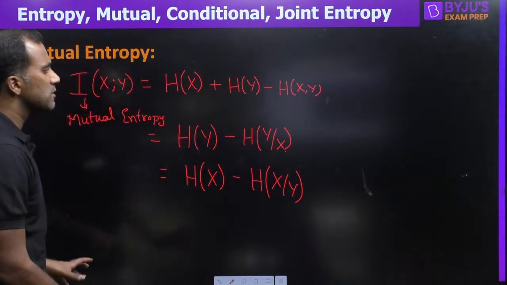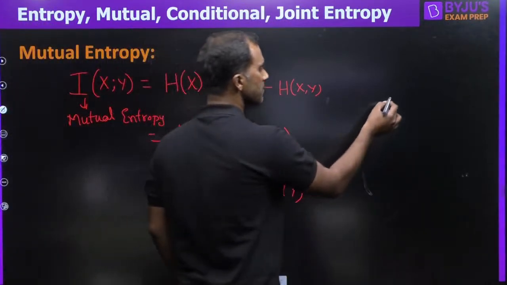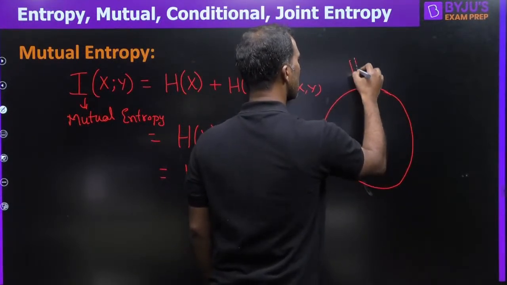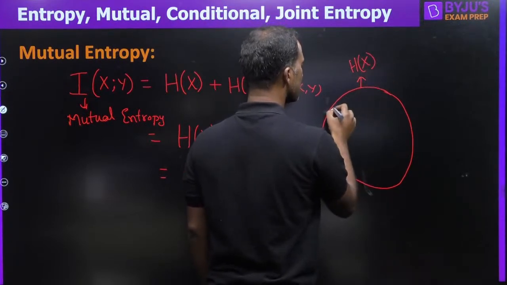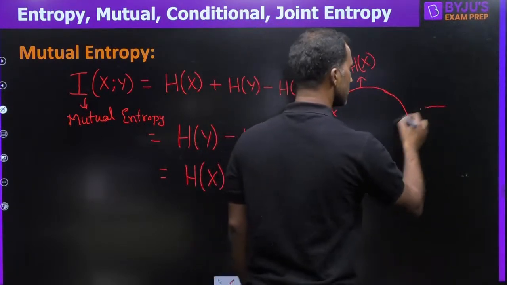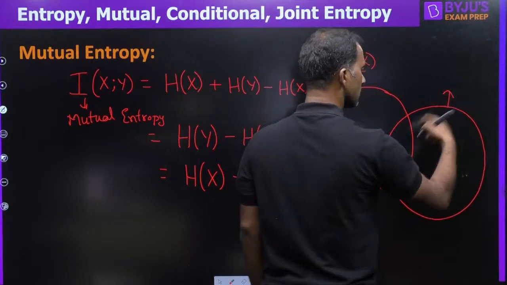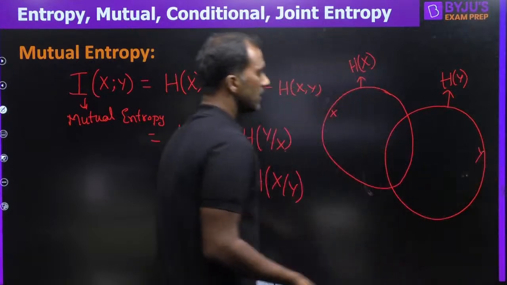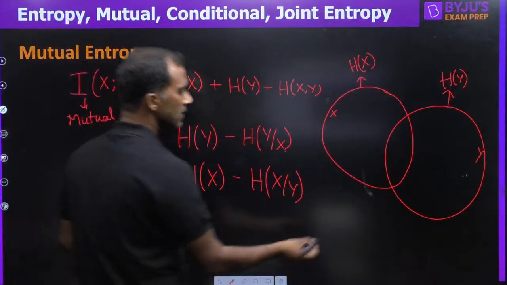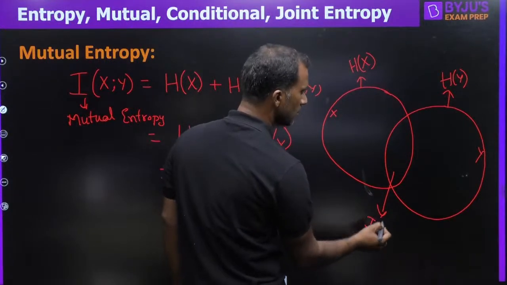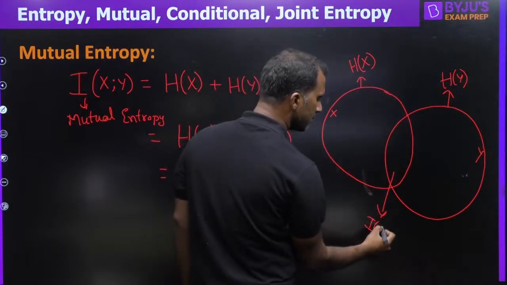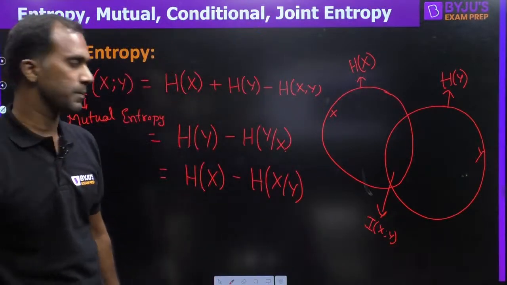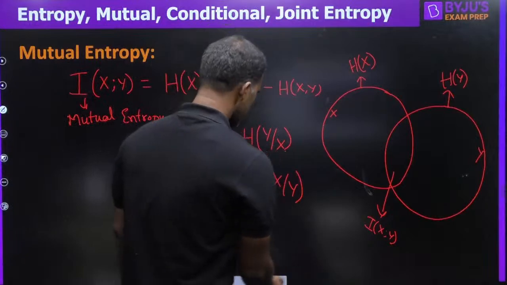Right. Let me explain a little bit about this using Venn diagrams. You can think of this as H of x, information in x. You can think of this as x, and this total circle represents information in y. Now, mutual information means the common information between those two. Whatever is the information in x and y, the common information between those two, we call it mutual information. As the name says, mutual means common.